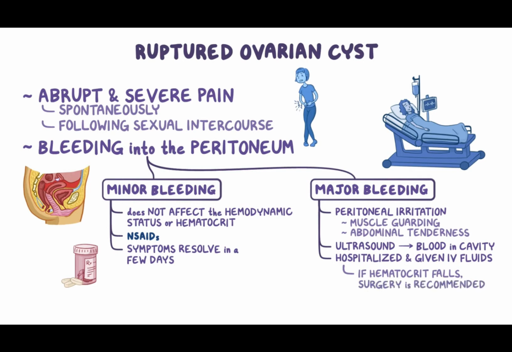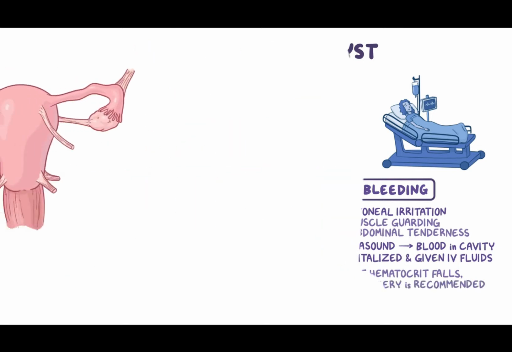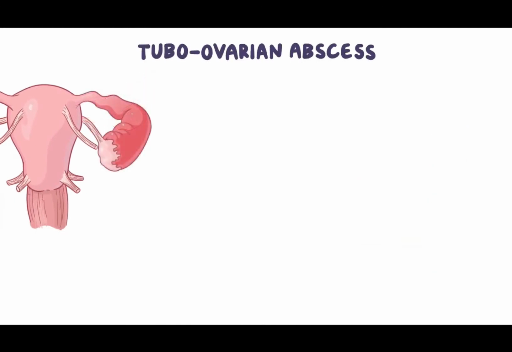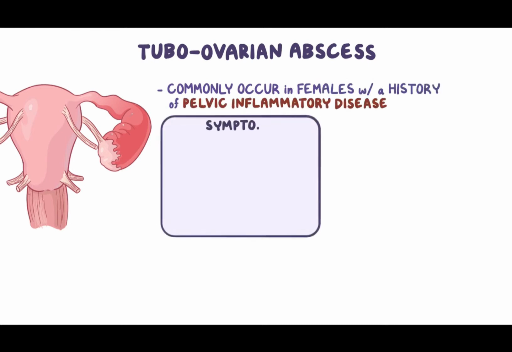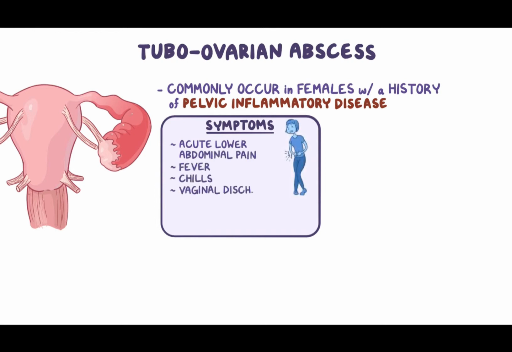remove the cyst. Another emergency is the tubo-ovarian abscess, which is when an infection of the fallopian tube or the ovary leads to an abscess, which is a pocket of pus. Most commonly, they happen in females with a history of pelvic inflammatory disease. Individuals typically present with acute lower abdominal pain, fever, chills, and sometimes vaginal discharge. The adnexal mass is typically tender and painful on palpation.